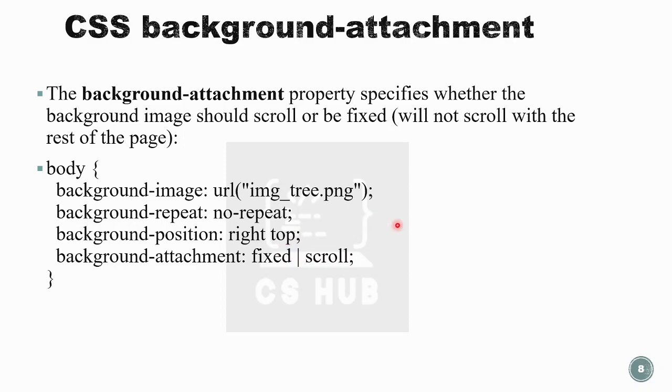Two values are there. If it is set to fixed and there is a lot of content and I'm going to scroll that content, the background image will stay fixed in place. The content will move, but the background image remains fixed. Okay, then if you scroll, the background image will also scroll with our content. That is the difference. Background attachment means two values are there, fixed or scroll. If we set fixed, then our content scrolls but the background image remains fixed. If we put scroll, then the background image scrolls with our content. That is the difference.